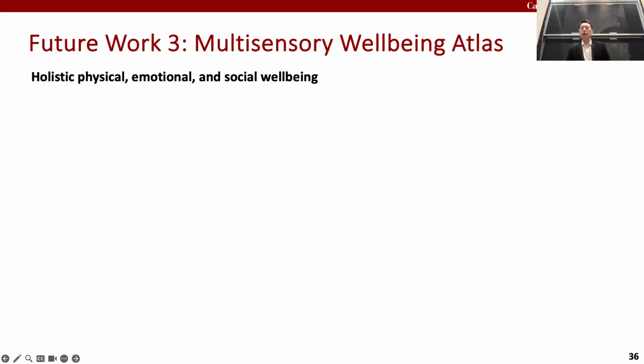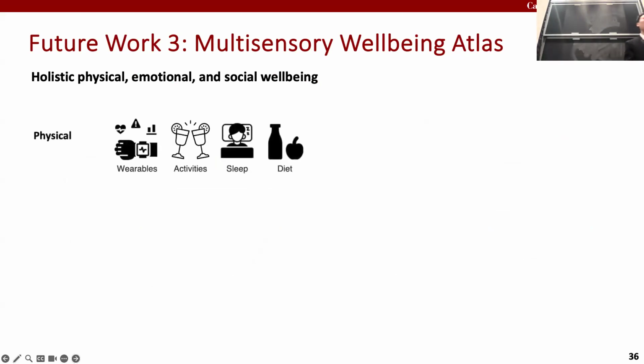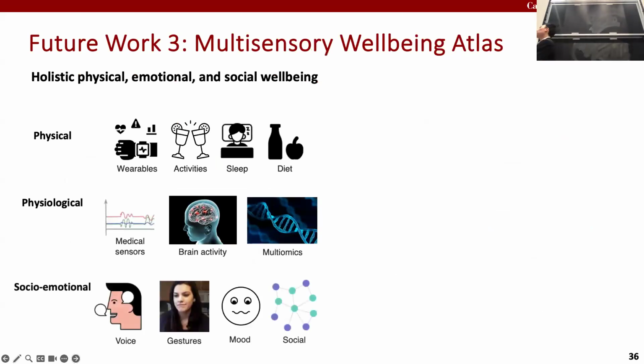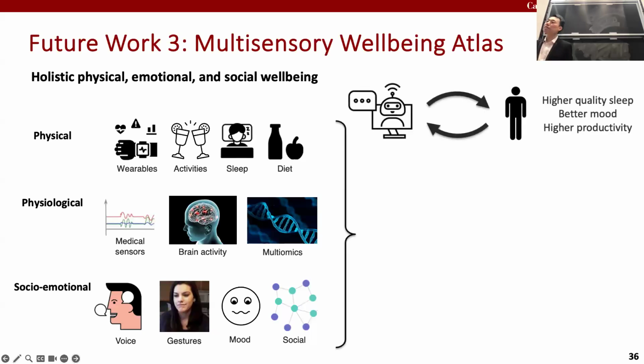And finally, in the long run, my long-term goal is to build systems that are able to help humans with multisensory well-being. We're going to collect more and more sensory indicators about ourselves, about our physical health, about our physiological health, and also about our social and emotional wellness. For example, our daily mood, our social interactions with other people. How can we build AI agents that are able to assist humans towards improving various aspects of wellness? For example, when humans want to get higher quality sleep, better mood, or be more productive in the workplace.